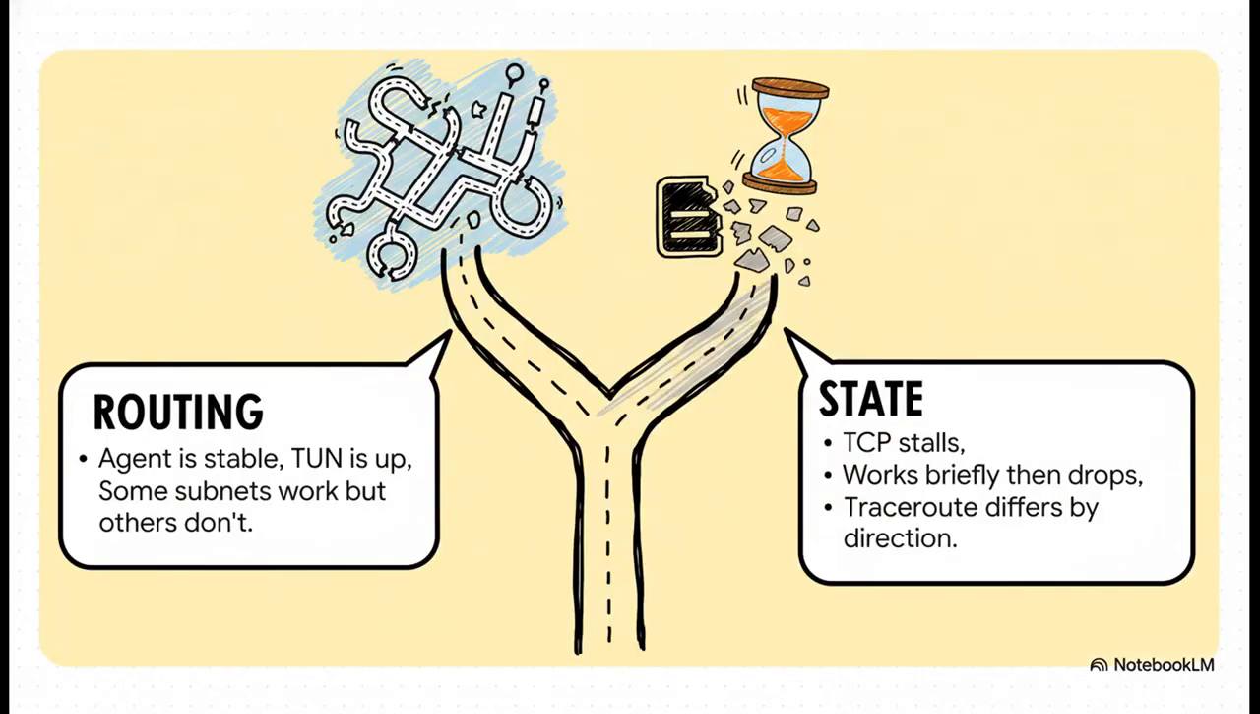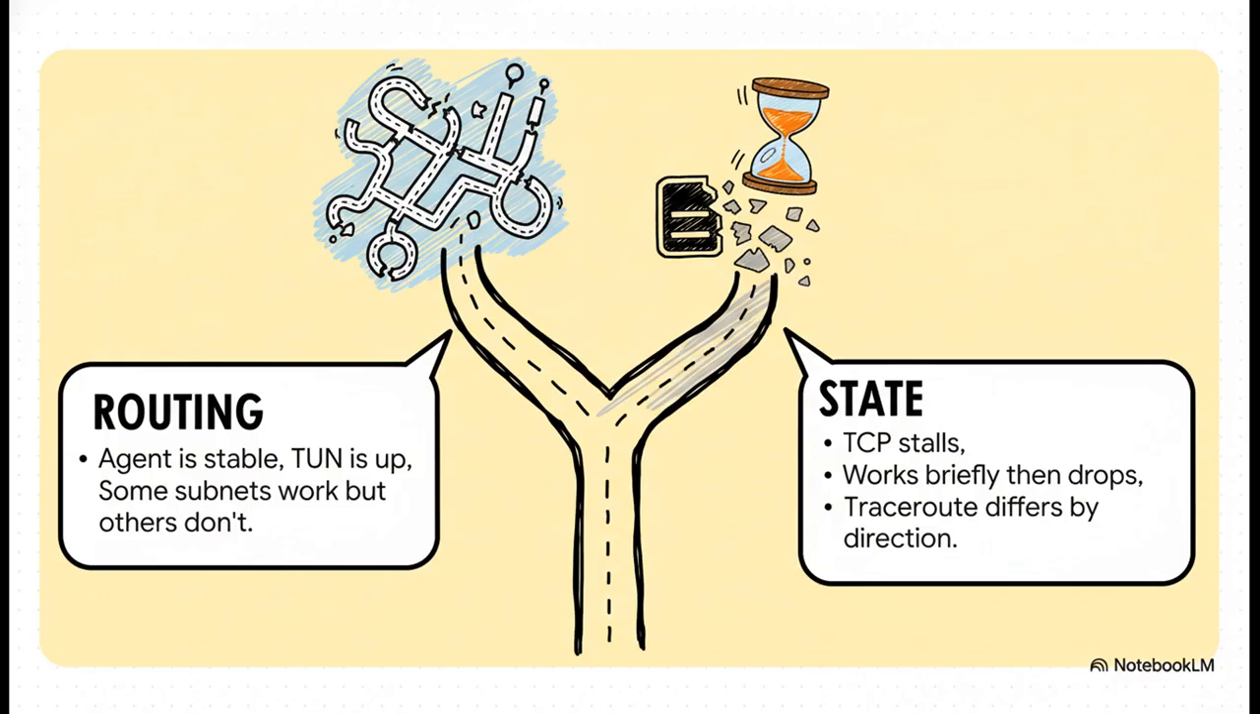And this is your decision card. Look at the symptoms you're seeing. Do they line up with the stuff on the left? Then, okay, focus on your routing table. But do they match what's on the right? Then the problem is deeper. It's about the return path or some stateful device getting in the way.